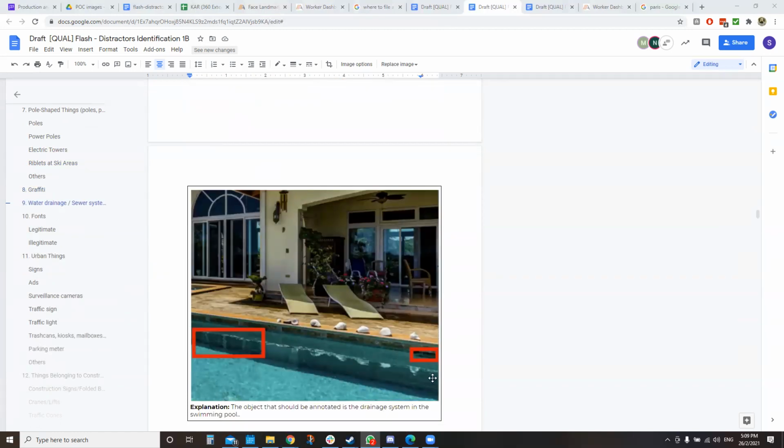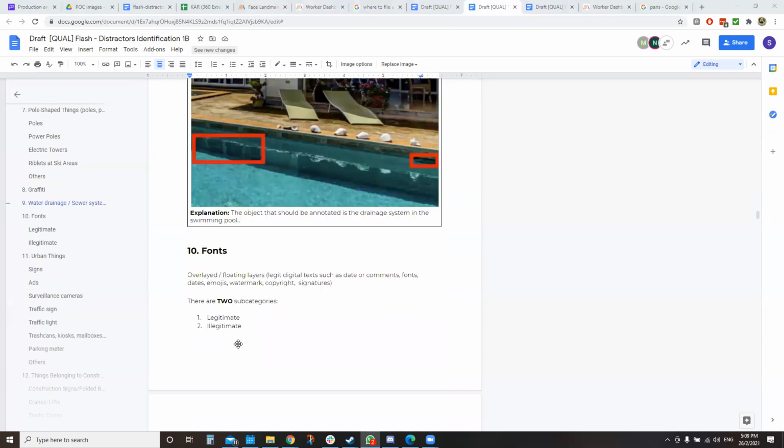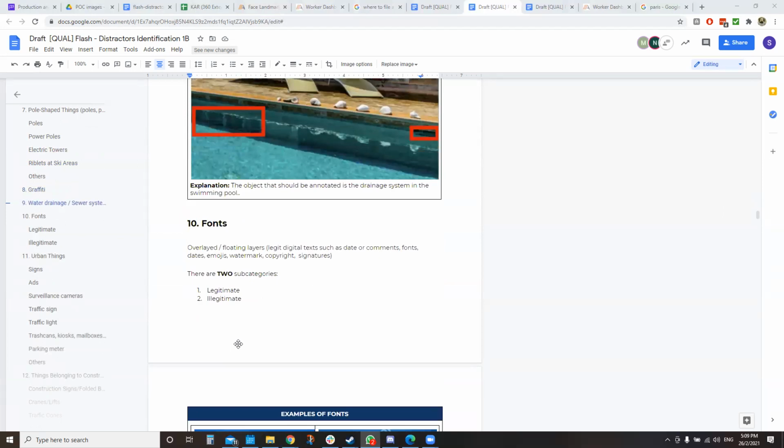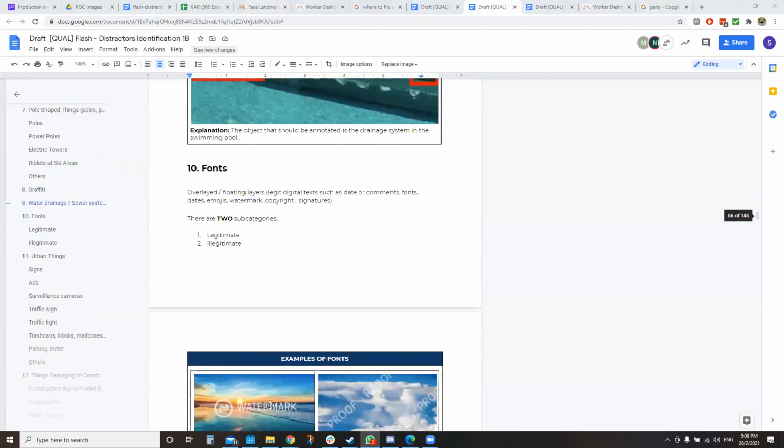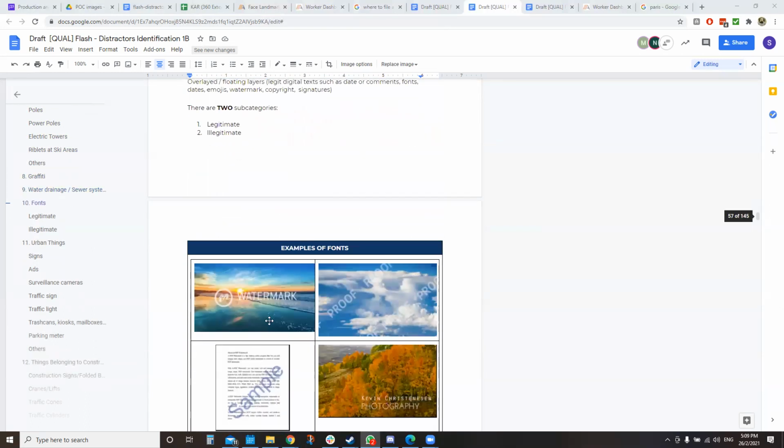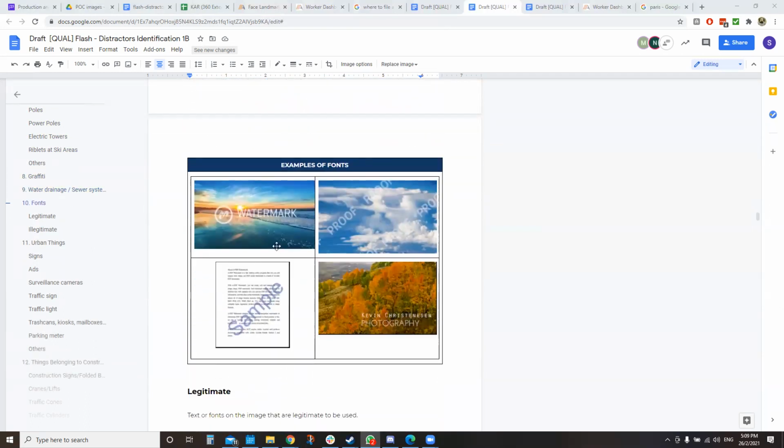So examples, water drainage. And then inside here also swimming pool water drainage. Examples only, not this one. Watermark. So this is the most important thing. So fonts. Certain pictures will have watermark, and some of the watermark will be very small or all around the picture. So make sure you are very careful when you are doing this.